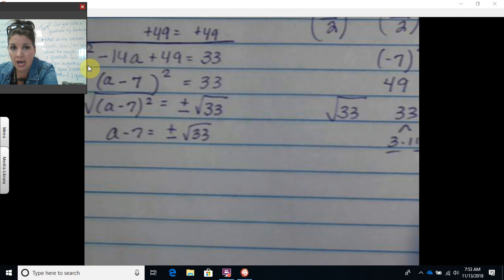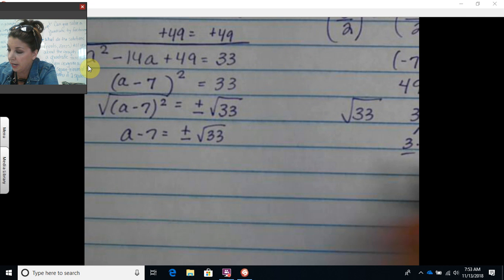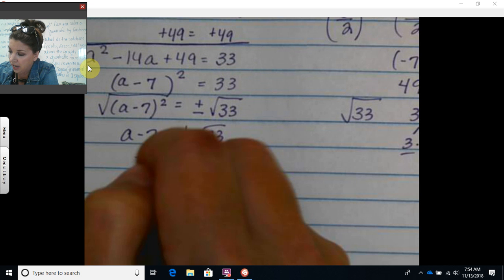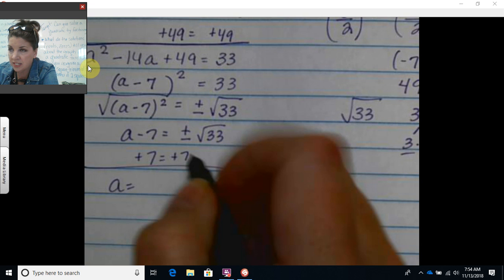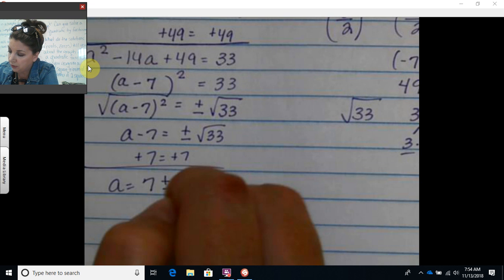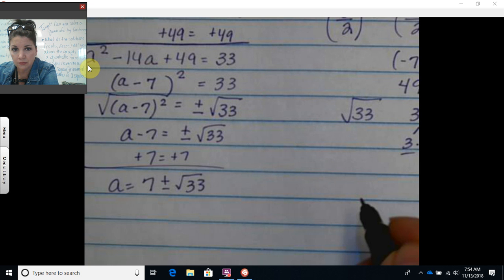But I haven't solved for a yet. I've solved for a minus 7. So I can make two separate equations at this point, or I can just add the 7 now. Just be careful, don't add 7 to 33, okay? We would write this as 7 plus or minus the square root of 33. And I can't do any simplifying unless I change it to a decimal, and we're not doing that. It's going to be in radical form.